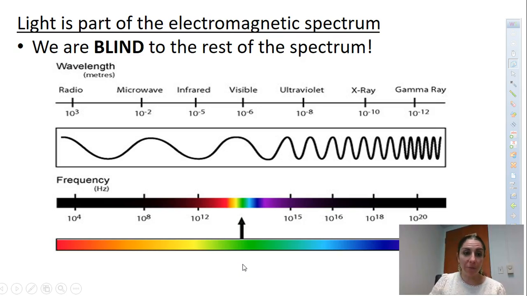So, if we looked at an object that's giving off radio waves, it would appear black. If I looked at an object that gave off microwaves, it appears black. Infrared starts to get, as you might imagine, infrared is red. So we can see a little bit of infrared, but not really. And if it does, it appears red.